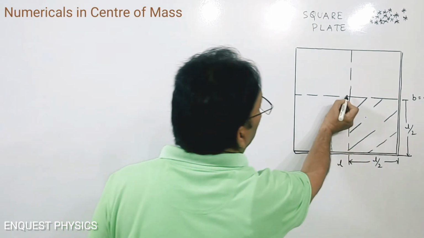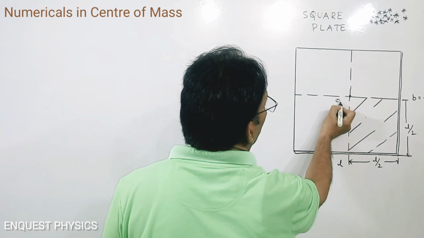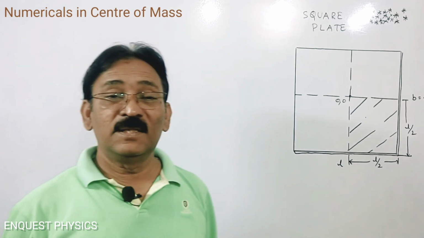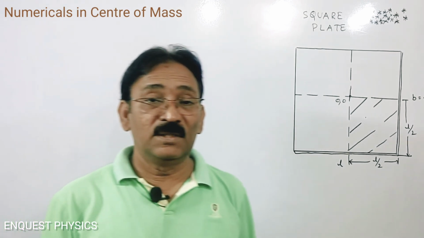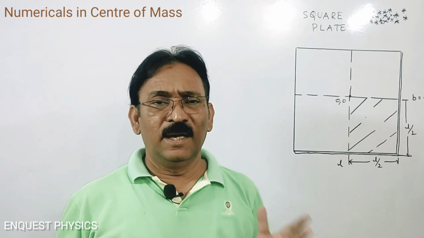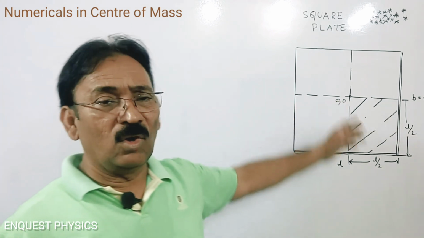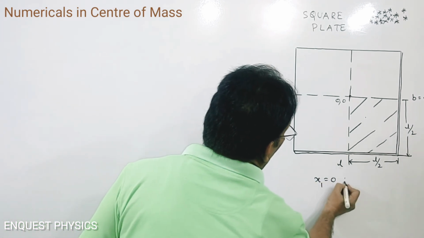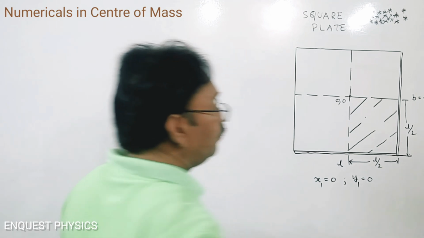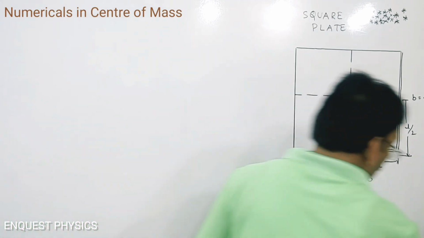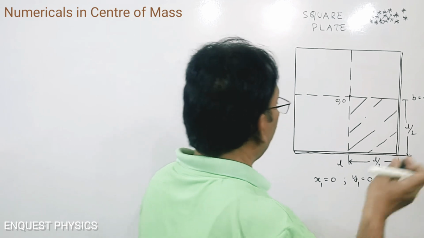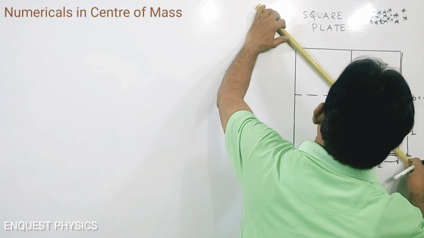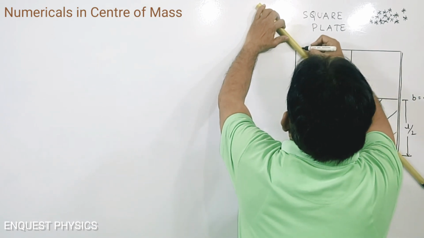First we have to locate the center of mass. Obviously, before removing, the geometrical center is the center of mass, as you know that. For regular shaped bodies, center of mass is the geometrical center only. That's why we took the coordinates as x1 equal to 0 as well as y1 equal to 0. Then after we remove the portion from this one, the center of mass will change, and we have to find it.